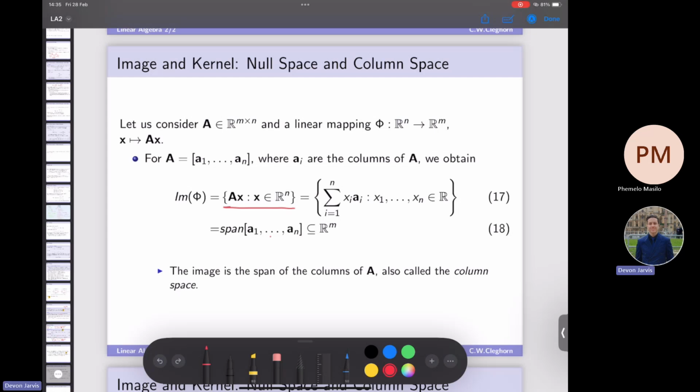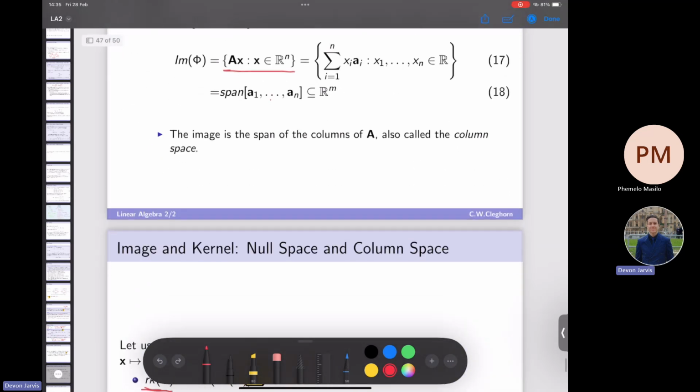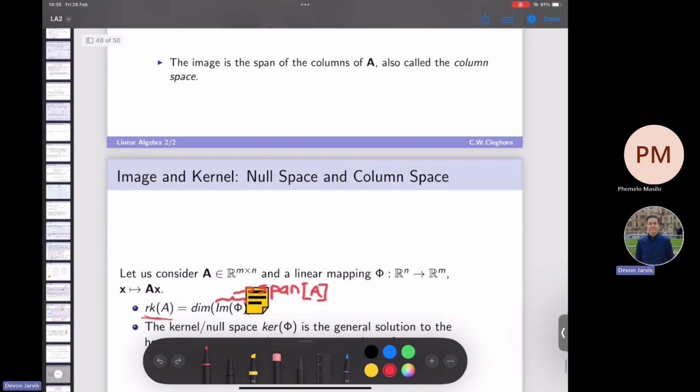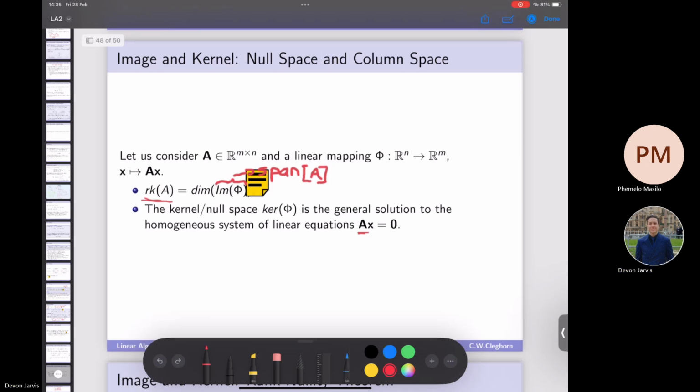You will also hear people talk about the column space of a mapping. Because I'm making a linear combination of my A's, I can only construct data from those columns. All right, so let's consider that mapping again. Then the rank of A is the dimension of my image.